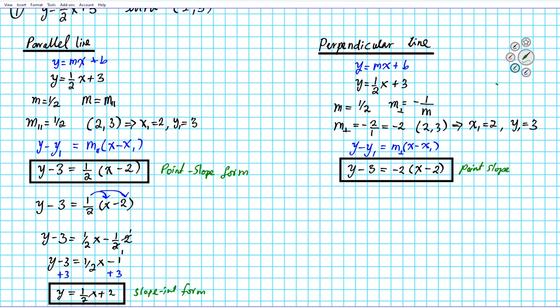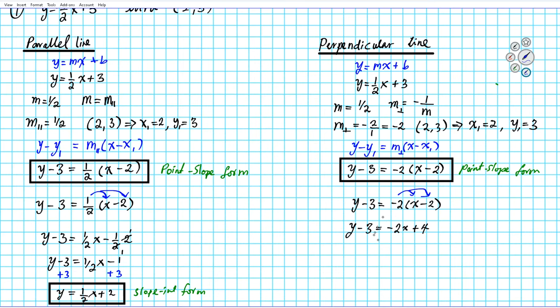That's point-slope form, and next we do slope-intercept form, where we just get y by itself. We have y minus 3 is equal to negative 2 times x minus 2. Distribute negative 2 across these two terms, and that gives us y minus 3 is equal to negative 2x plus 4. Don't forget, negative 2 times negative 2 is positive 4.